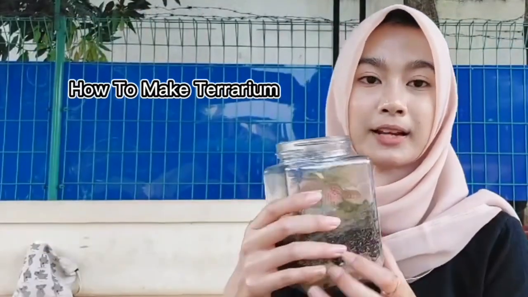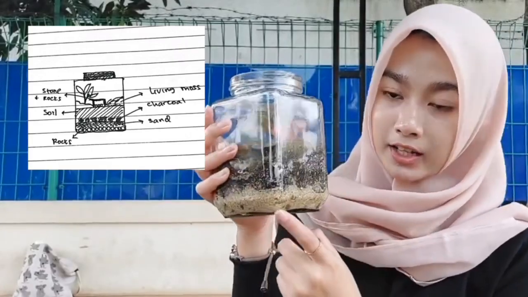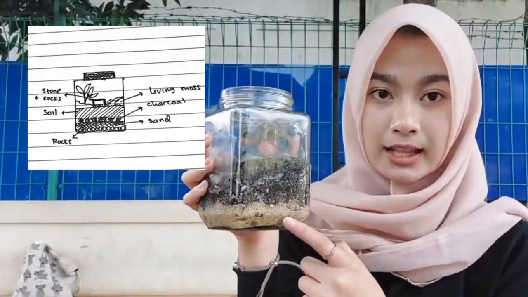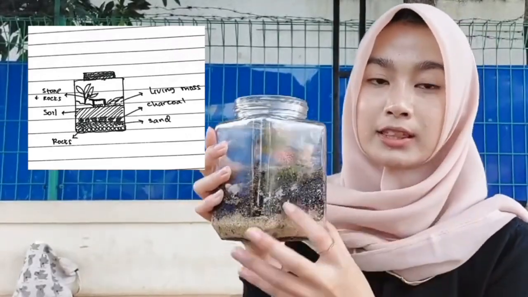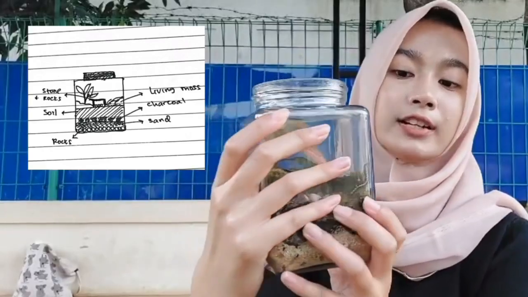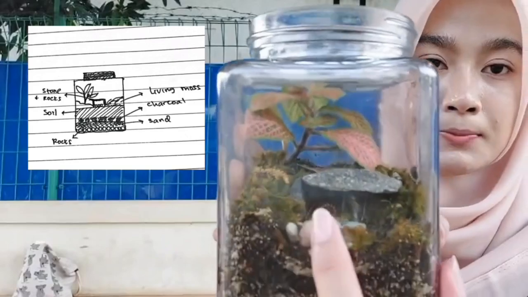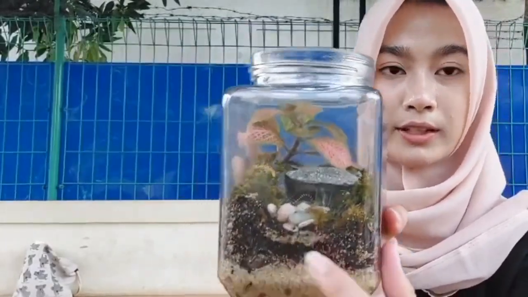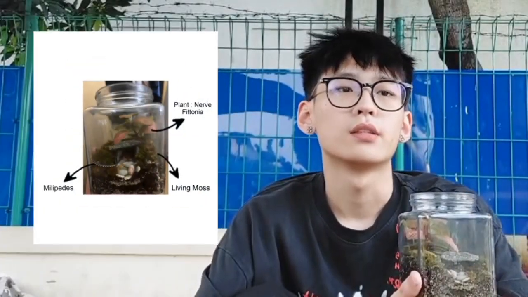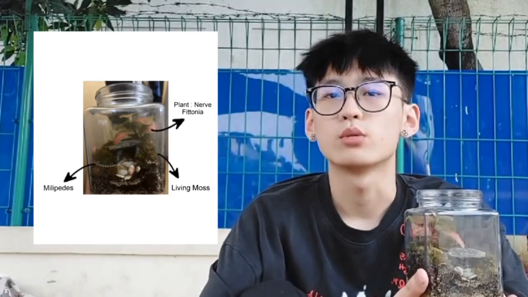So I will explain how to make the terrarium. First you put the rocks in here, and then we layer it with sand, and after that we add a little bit of charcoal, and then layer it again with soil. After that we add decorative details like the living moss, and we made a small house built from stone and colored rocks. For the living organisms, there are plants, Fittonia, two millipedes, and living moss.